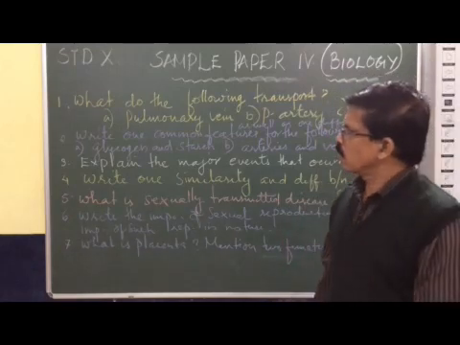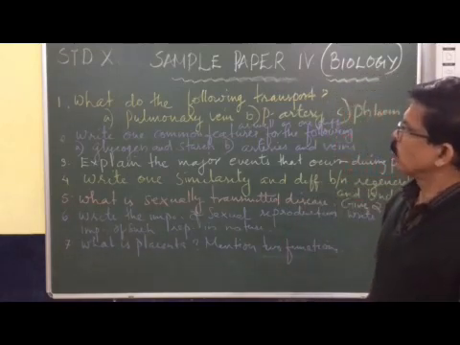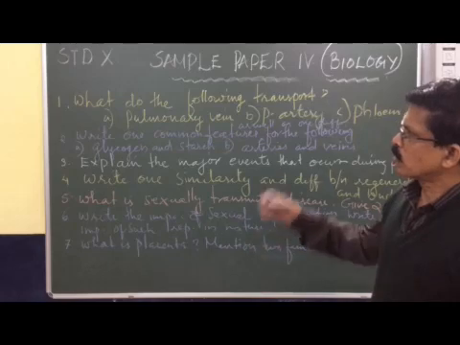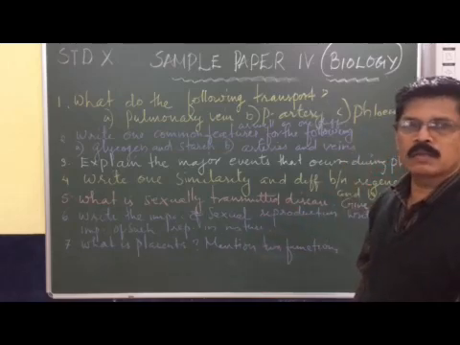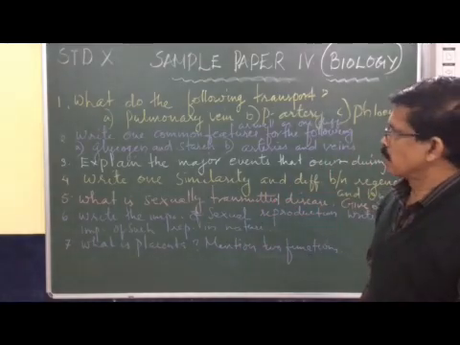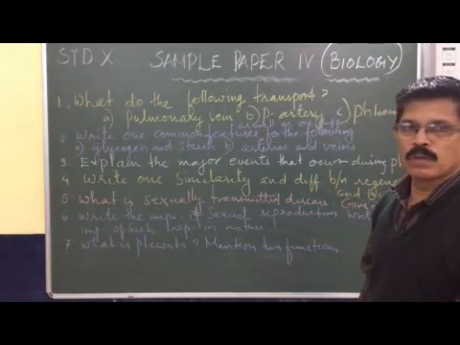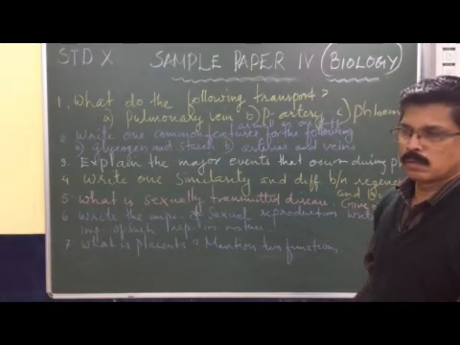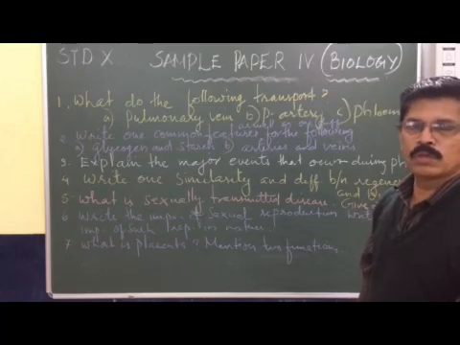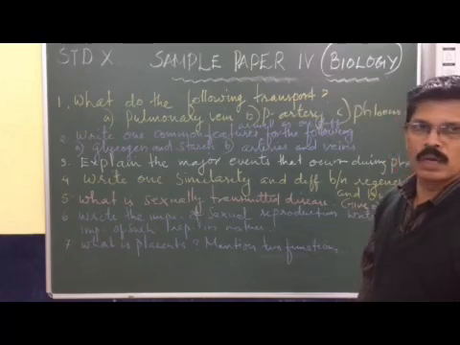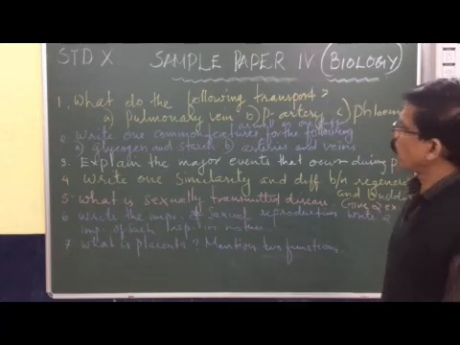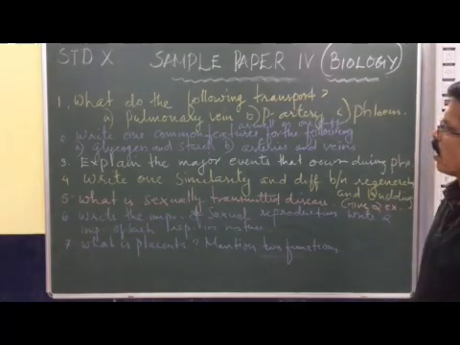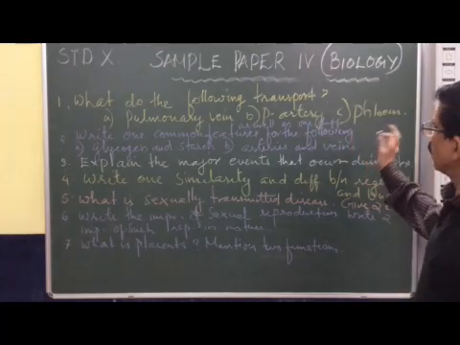And in this part, we are going to discuss some of the questions that are important and that can be asked in the forthcoming examination. So this sample paper is based on the 2021 model. Okay, right. The first question is this: what do the following transport? Pulmonary vein, pulmonary artery, and phloem.